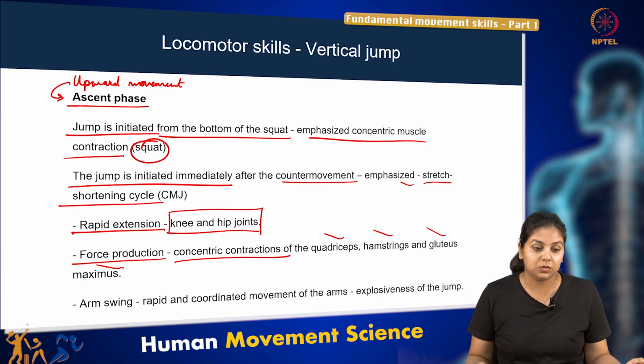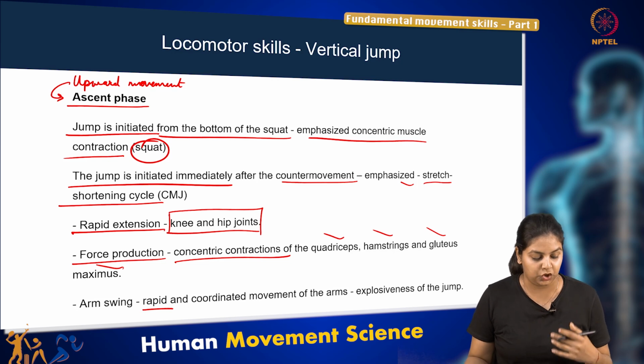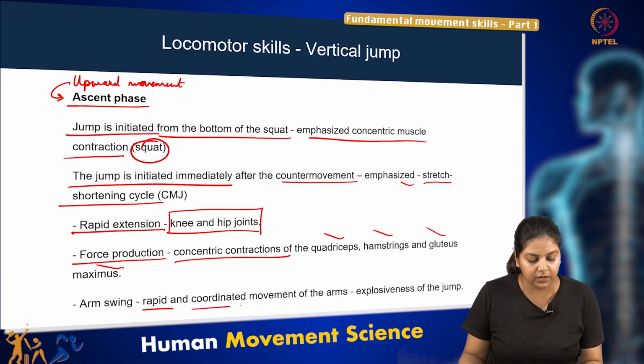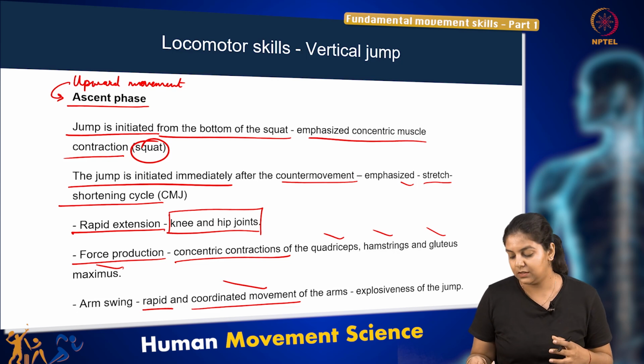So the arm swing here helps you to rapidly coordinate the movement, right? Imagine if you did not have this counterbalance and you're executing an explosive jump, the movement wouldn't be as coordinated, right? So the use of the arms here is to also coordinate the movement so that there is explosiveness in the jump, right? To coordinate that.